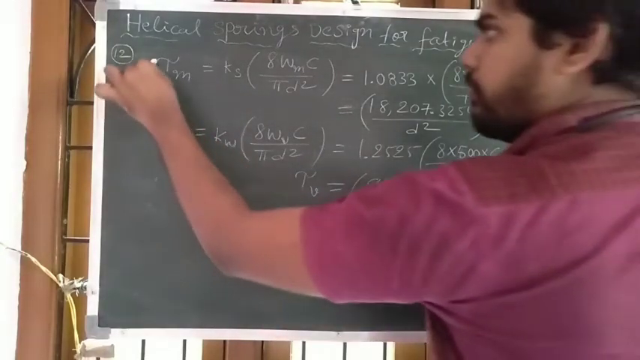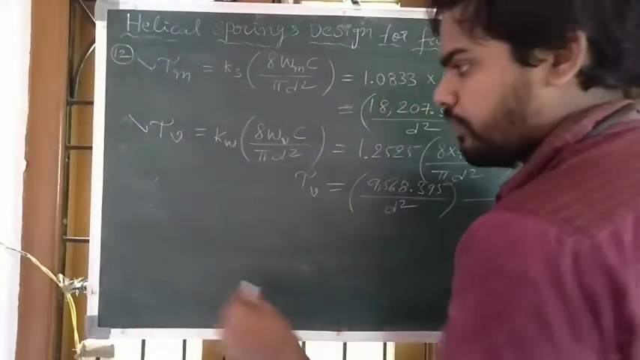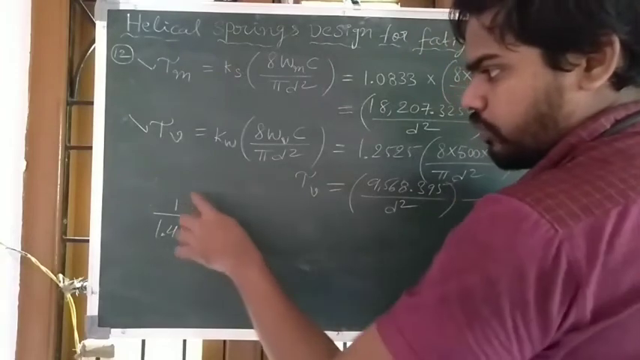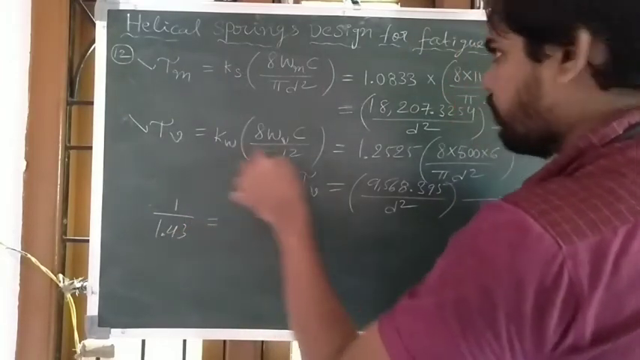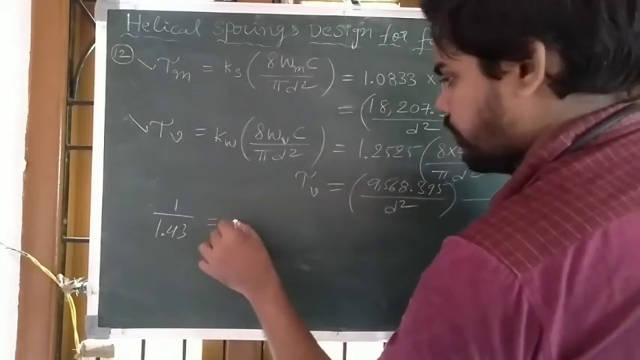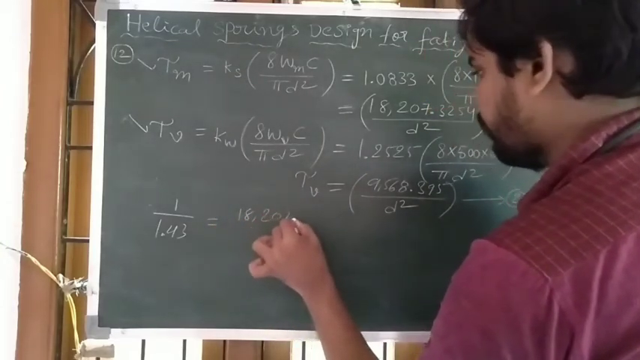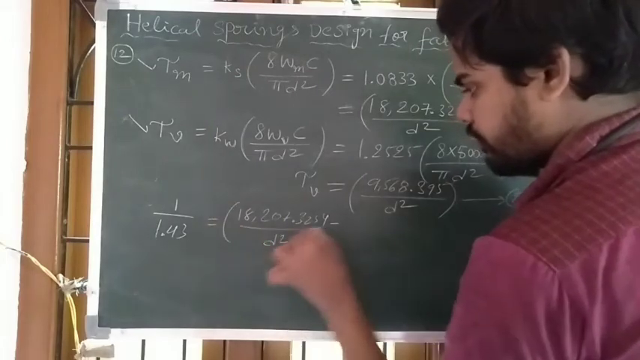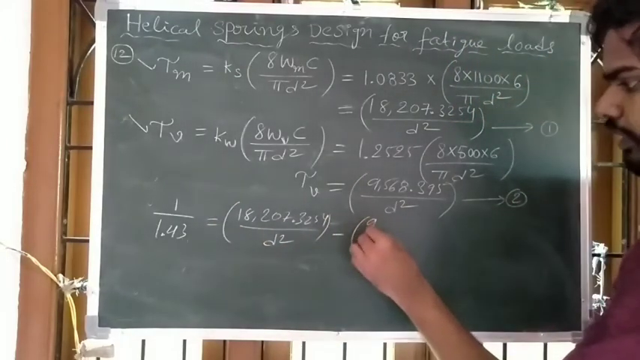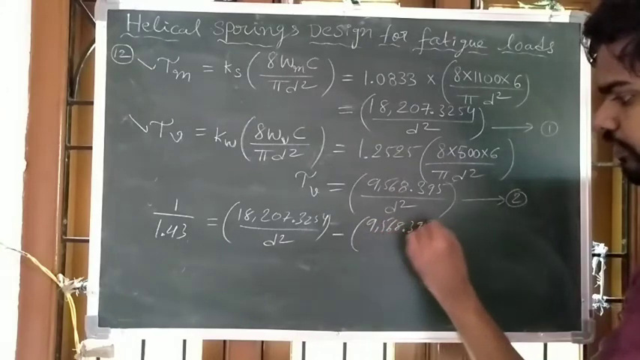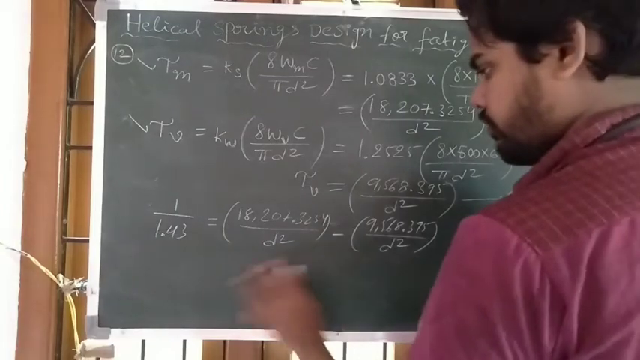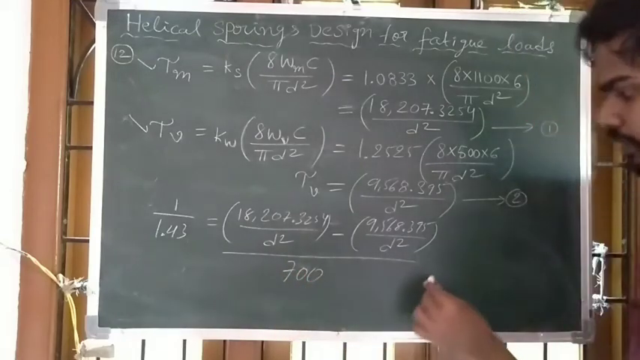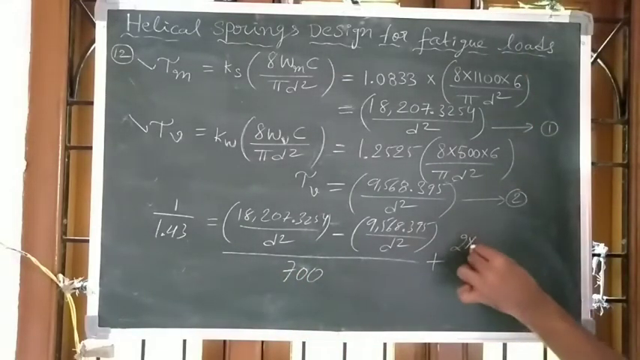Okay. So now we have mean shear stress and variable shear stress. Simply substitute in the Soderberg equation. 1 by factor of safety, how much? 1.43. So 1 by factor of safety is equal to tau m minus tau v. So tau m is 18207.3254 divided by d square, minus 9568.395 divided by d square, whole divided by tau y, almost 780, plus 2 times tau v.